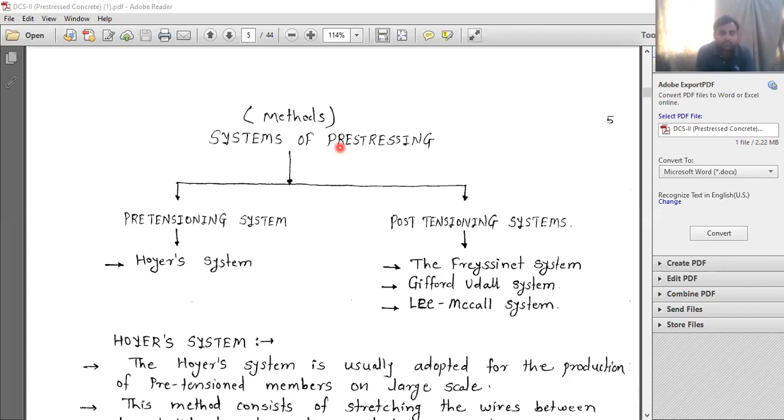Pre-tensioning, you know that it is divided into two types: pre-tensioning system and post-tensioning system. So in the pre-tensioning, Hoyer system comes under the pre-tensioning, and in the post-tensioning means method.